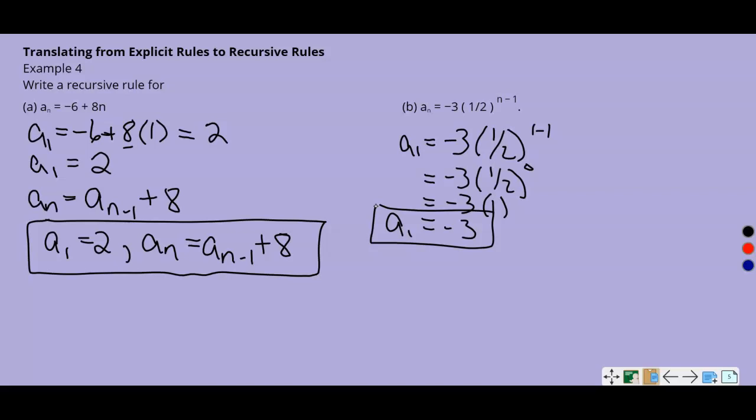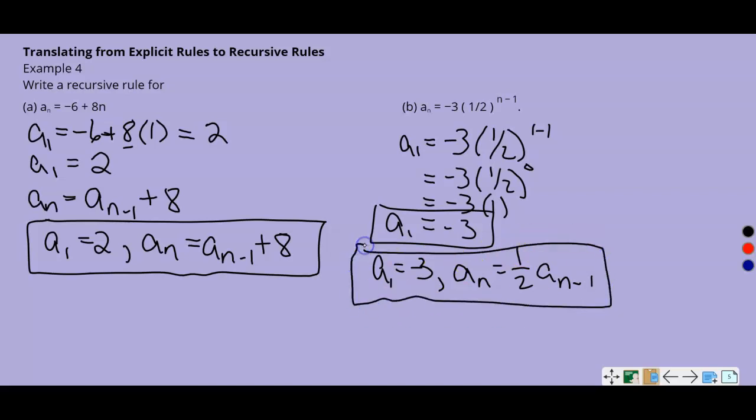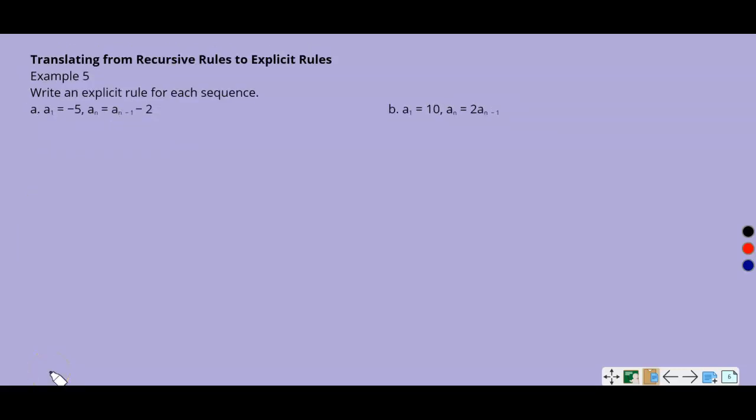So we already have the common ratio, which is 1/2. So we're going to take our first term and we're going to write that with our rule. A sub n equals a sub n minus 1 times 1/2. And that would be our recursive rule for that geometric sequence.